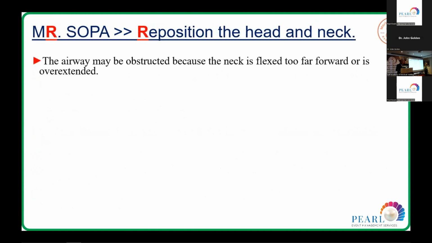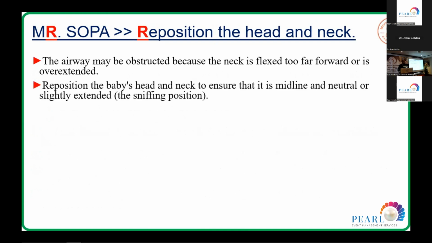The airway may be obstructed because the neck is flexed too far forward or it's overextended. Reposition the baby's head and neck to ensure that it is in the midline and in a neutral, slightly extended position. This is the sniffing position.